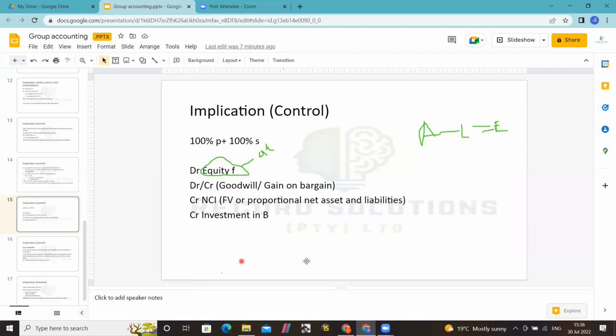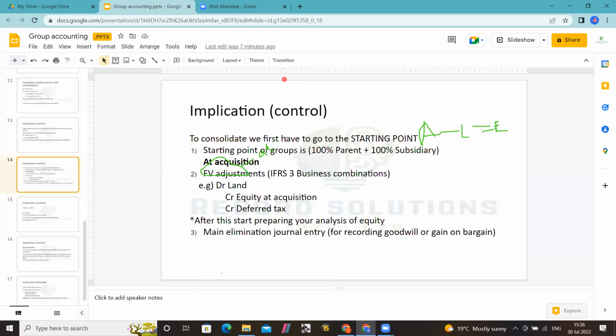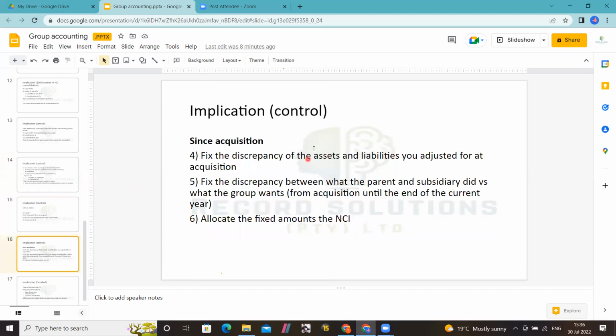So this is the pro forma journal entry you do after this one. So after the adjustments, the main elimination journal entry. And these two types of journal entries are called at acquisition journal entries, and they are part of IFRS 3 business combinations, right? Business combination. So this is where business combination ends. So from here on, we are going to go to since acquisition. So we were at acquisition, now we're going to since acquisition.